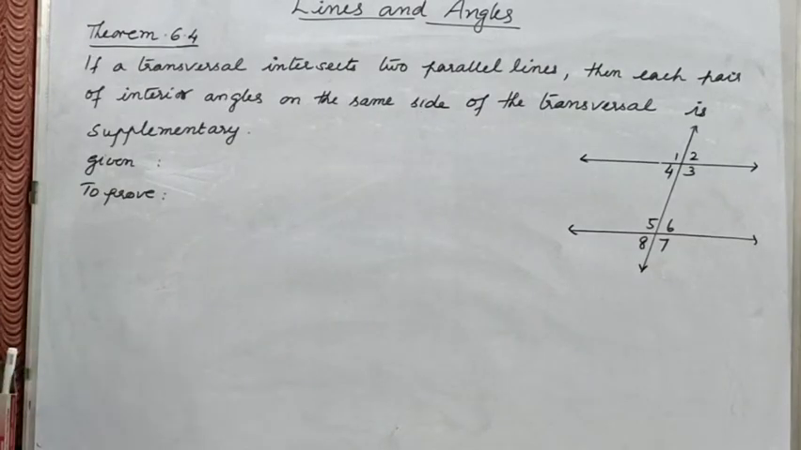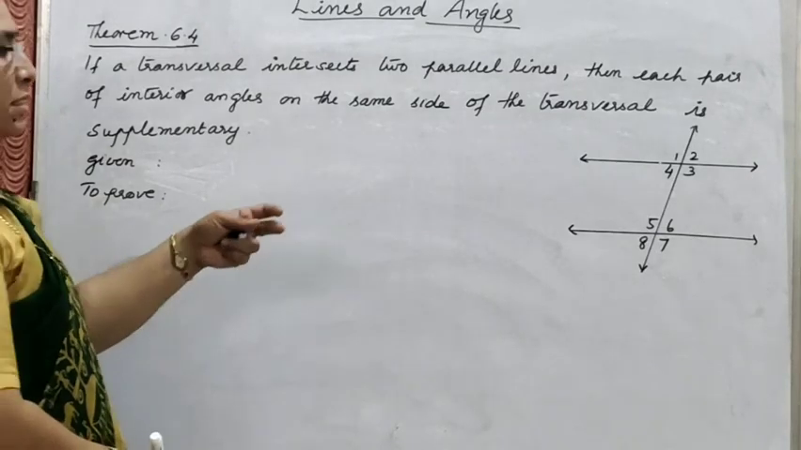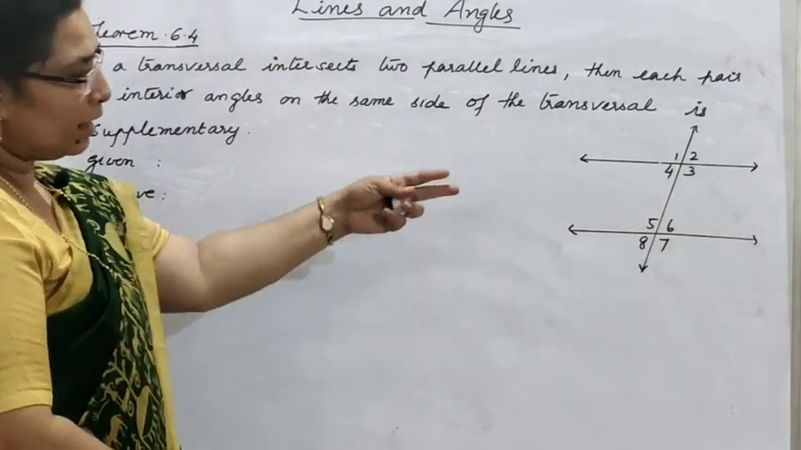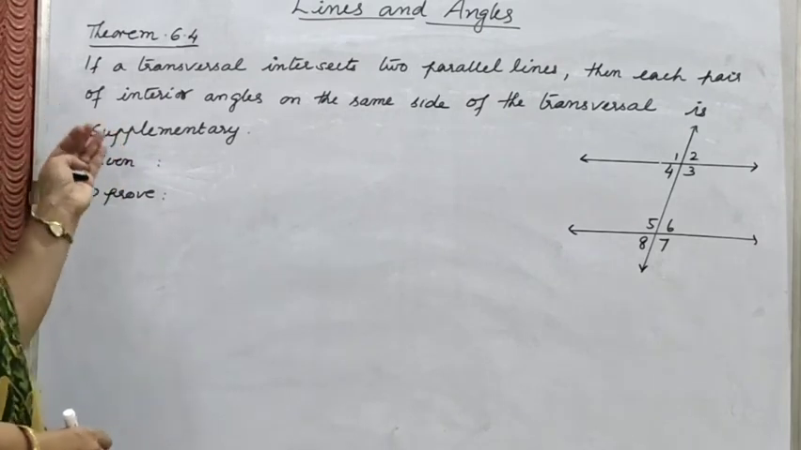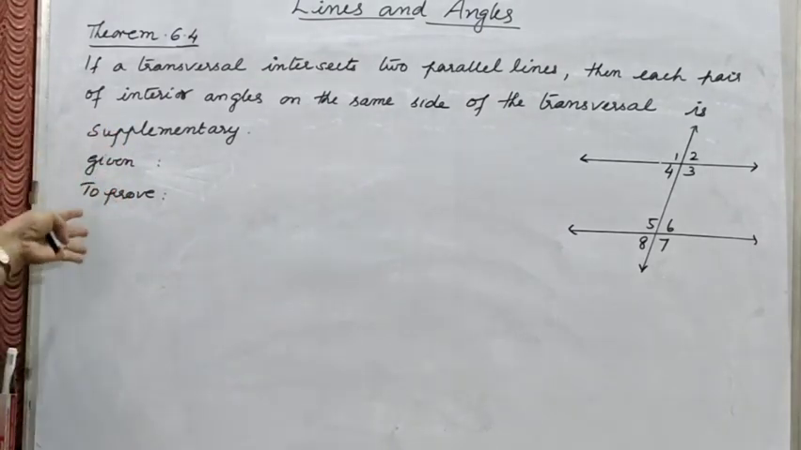Next is theorem 6.4, the fourth theorem. If a transversal intersects two parallel lines, then each pair of interior angles on the same side of the transversal is supplementary. So we have to prove that co-interior angles are supplementary. Co-interior angles means angle 3 plus angle 6 equals 180 degrees, and angle 4 plus angle 5 equals 180 degrees. Again, it is a theorem, so we need to write the steps again.